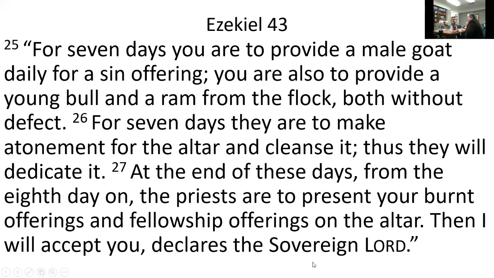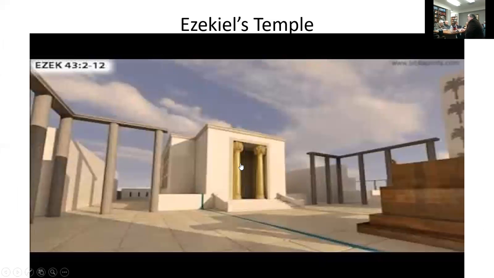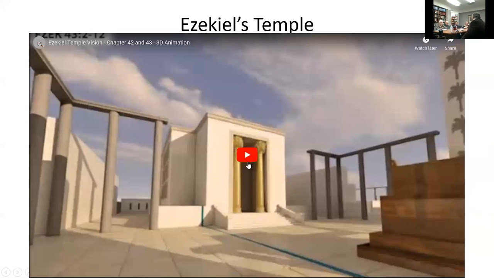And so at the end of these days, from the 8th day on, it seems like daily to me. Yeah, but they never talk about how much wood it takes to burn these animals. No natural gas. So the priests didn't eat for 8 days if they were burning everything up? That's what I'm wondering. No, they would have, but we don't hear that here.